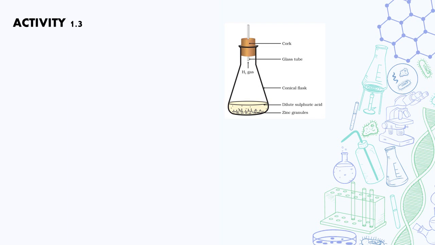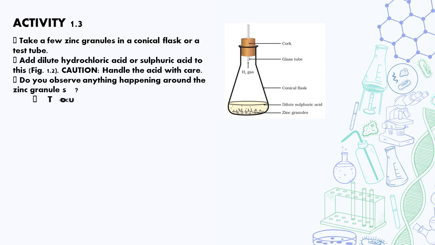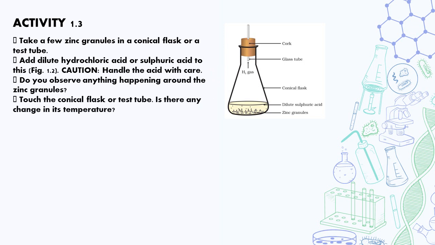Let us see one more activity. Take a few granules of zinc in a conical flask or a test tube. Add dilute hydrochloric acid or sulfuric acid to these zinc granules. Handle the acid with caution. It can damage your skin. Do you observe anything appearing around these granules? Touch the conical flask or the test tube. Is there any change in temperature?